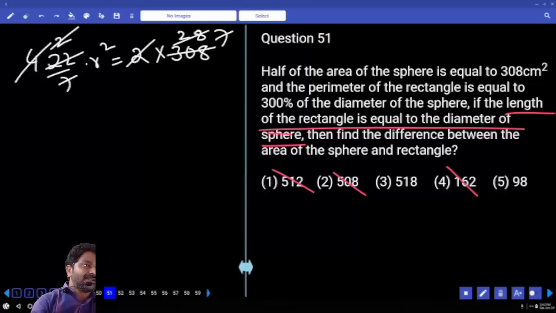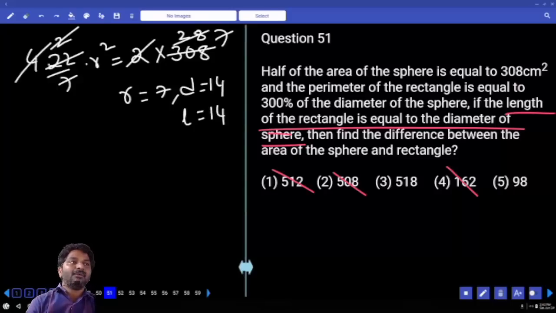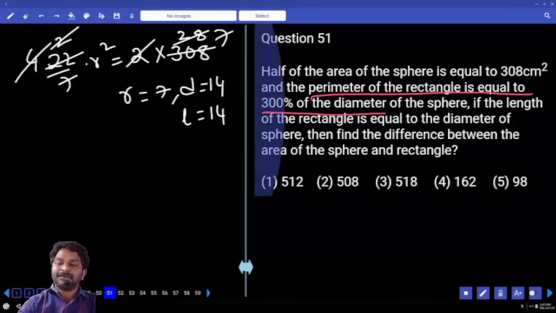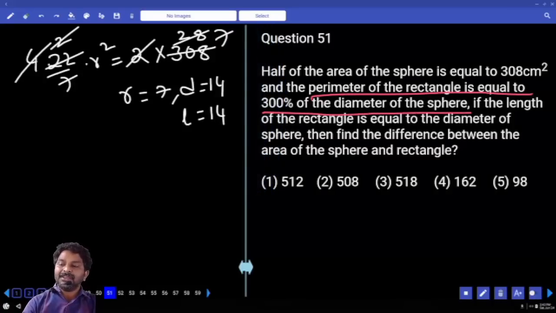R square is equal to 7 square. R is equal to 7. Diameter is equal to 14. Then length is equal to 14. Now we need breadth. For that there is one more condition which was saying perimeter of the rectangle is equal to 300% of the diameter of the sphere.